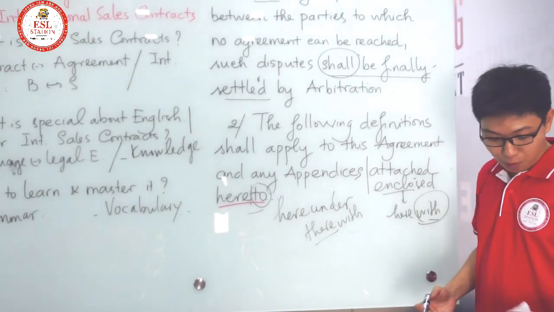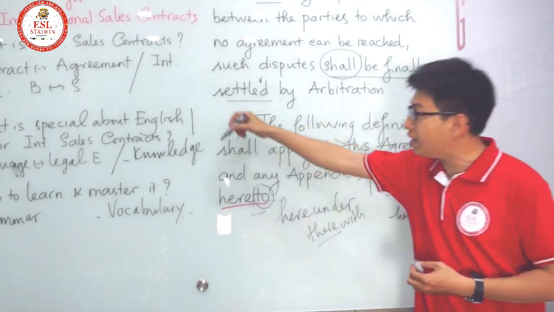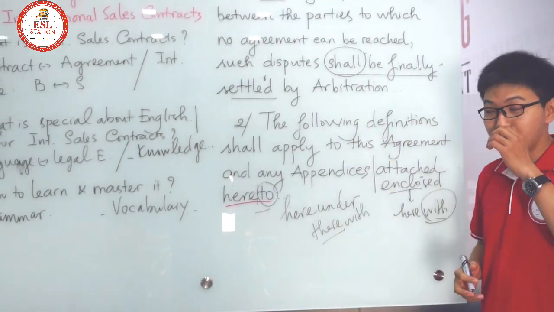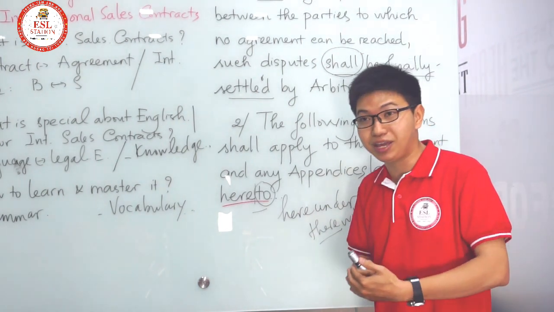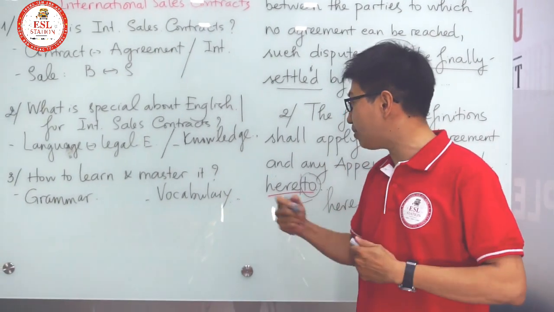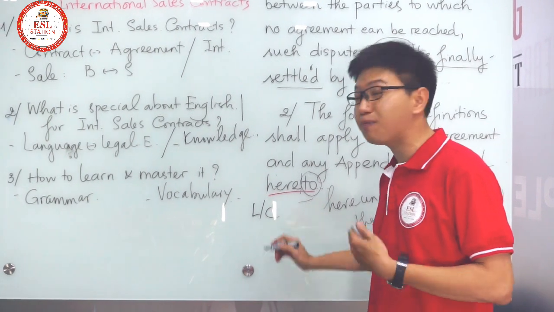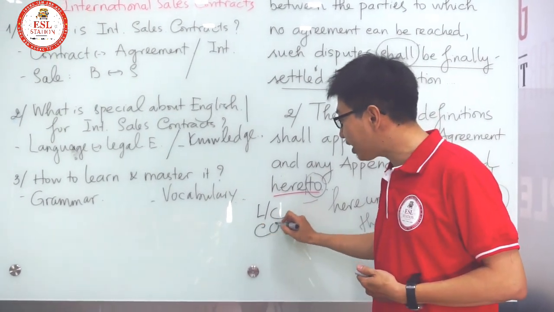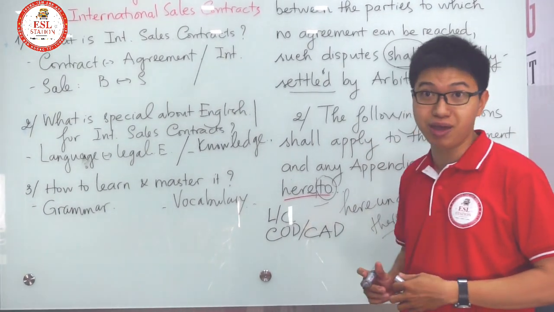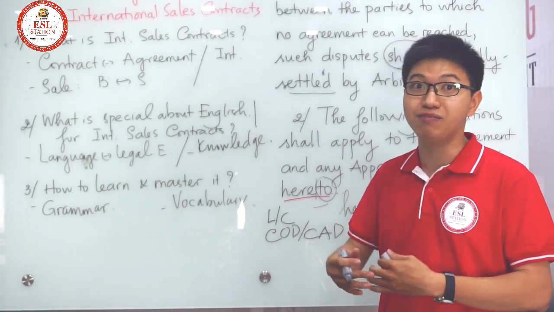And the second point is vocabulary which connects with knowledge relating to international business. You must know some vocabulary about payment and about delivery, for example terms like LC, letter of credit, or payment terms like COD, cash on delivery, or CAD, cash against documents, and other terms which are especially used in the business environment.